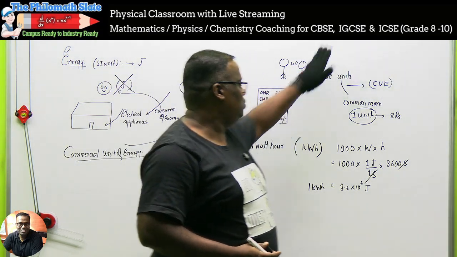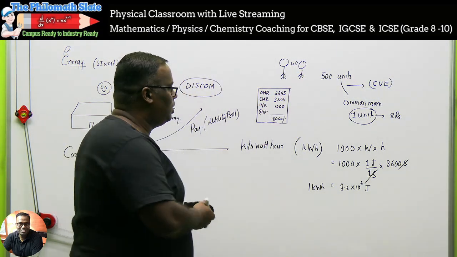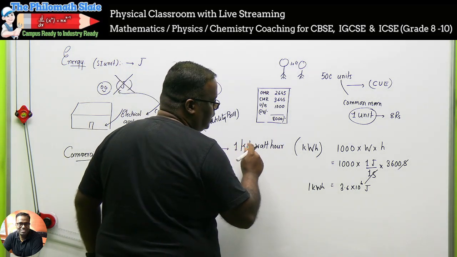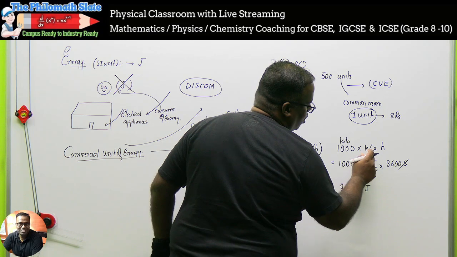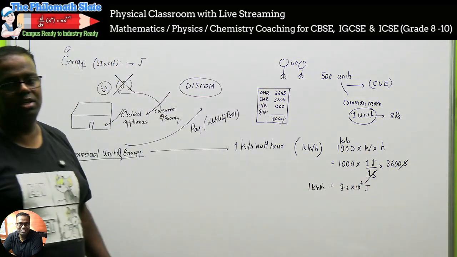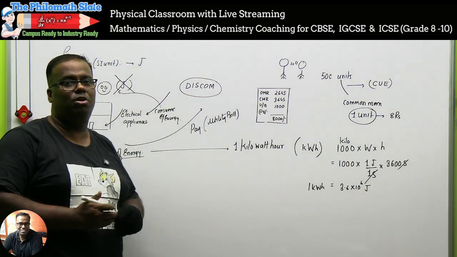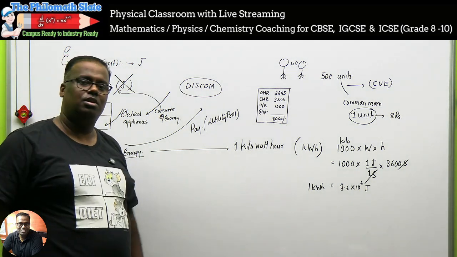So if they ask you to convert, do you know how to convert 1 kilowatt hour? 1 kilowatt hour: kilo means this is kilo, this stands for watt, this stands for hour. So 1 kilowatt hour is 3.6 into 10 to the power 6 joules. Understood?